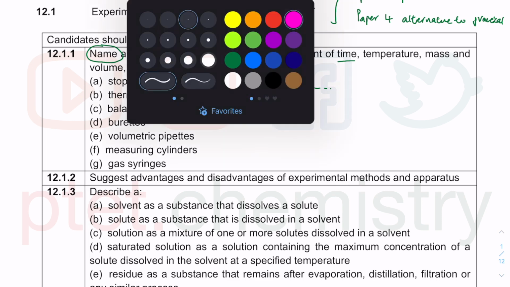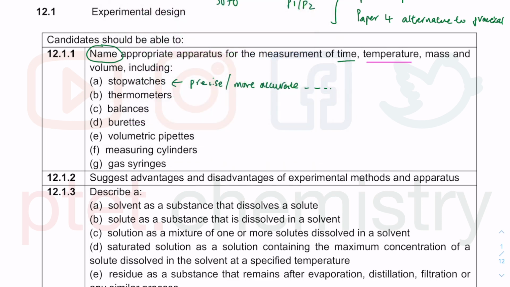Okay, so temperature. To measure temperature, we need a thermometer. A thermometer comes in various disguises, but the most common thermometer used in the laboratory is the one that ranges from 10 degrees Celsius to 110 degrees Celsius. That is typically the range of temperature that the thermometers available in the normal school laboratory measure up to.